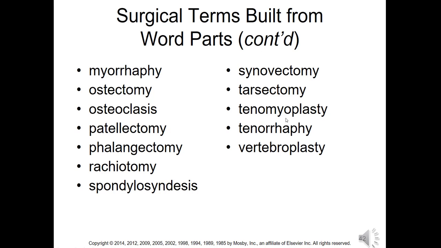Tenomyoplasty, surgical repair of the tendon and the muscle. Tenorrhaphy is suturing of a tendon. Vertebroplasty is a surgical repair of a vertebra.